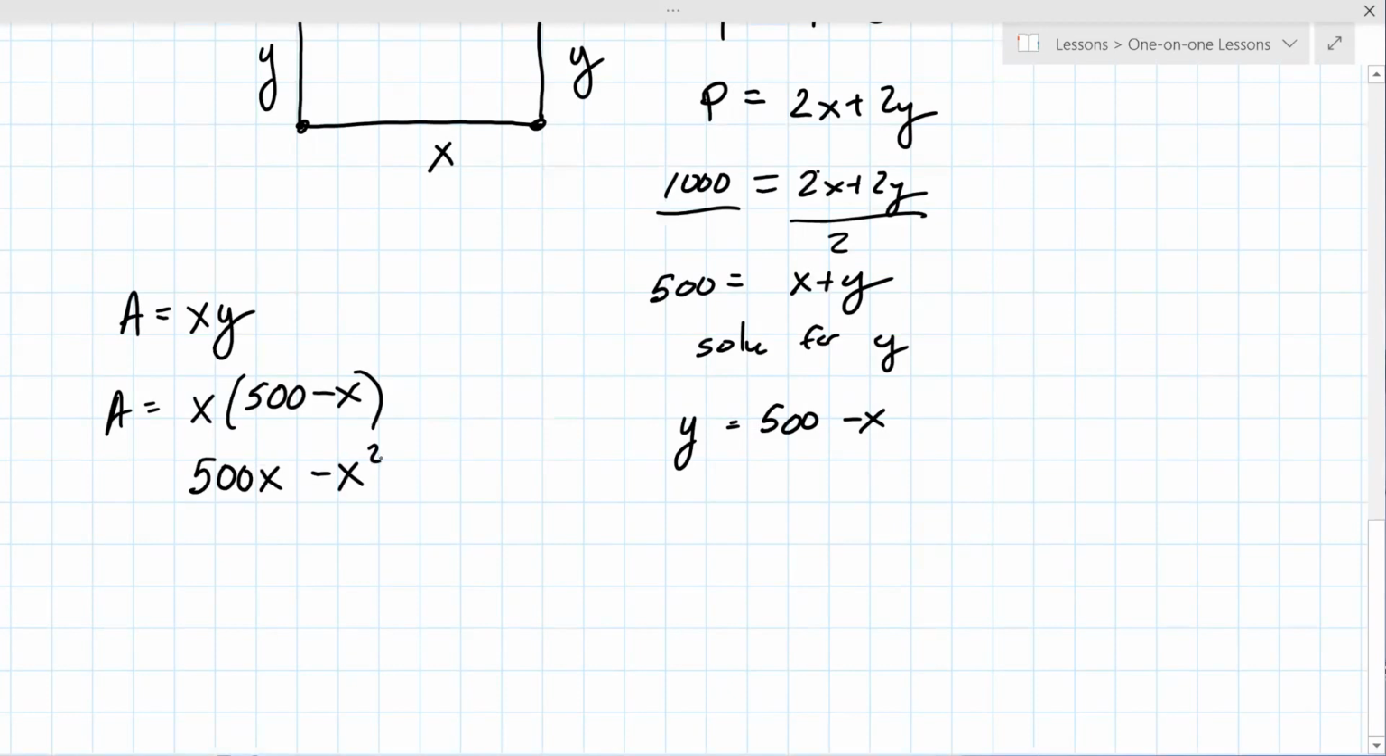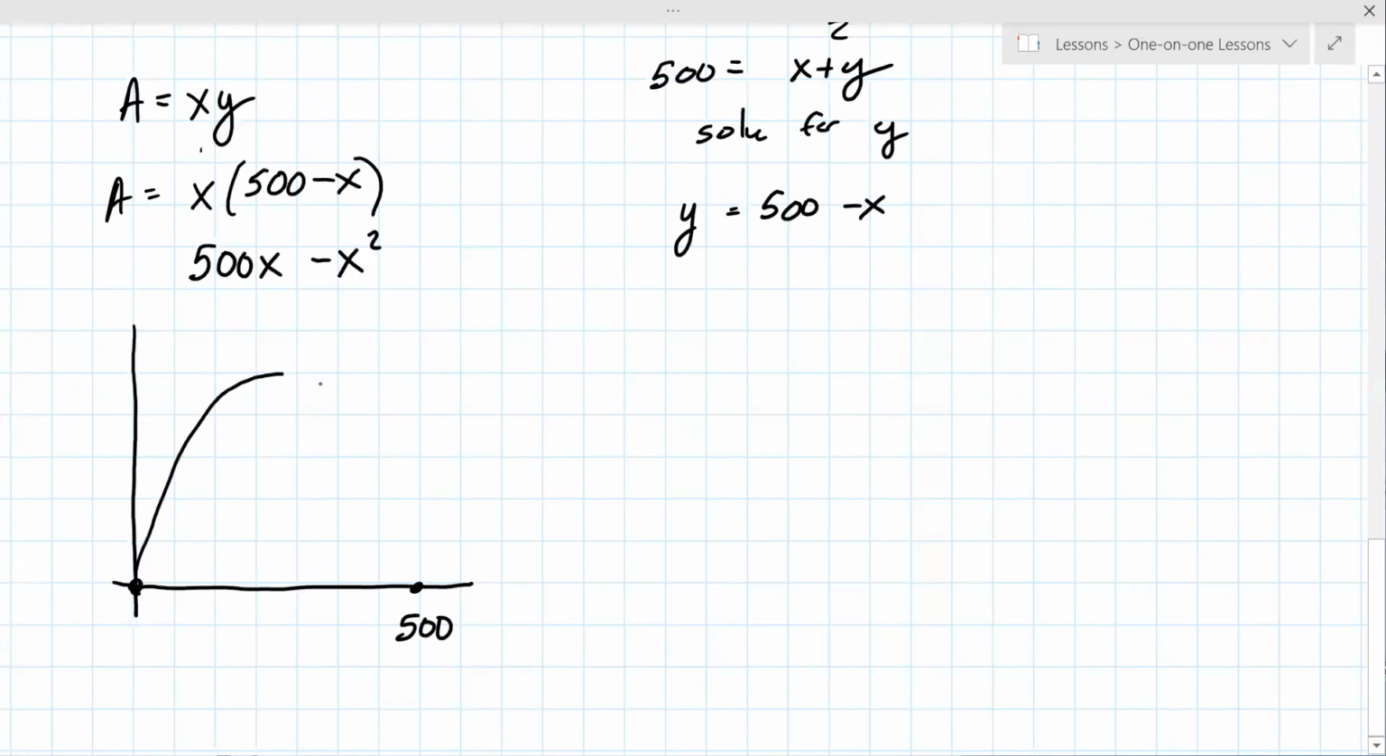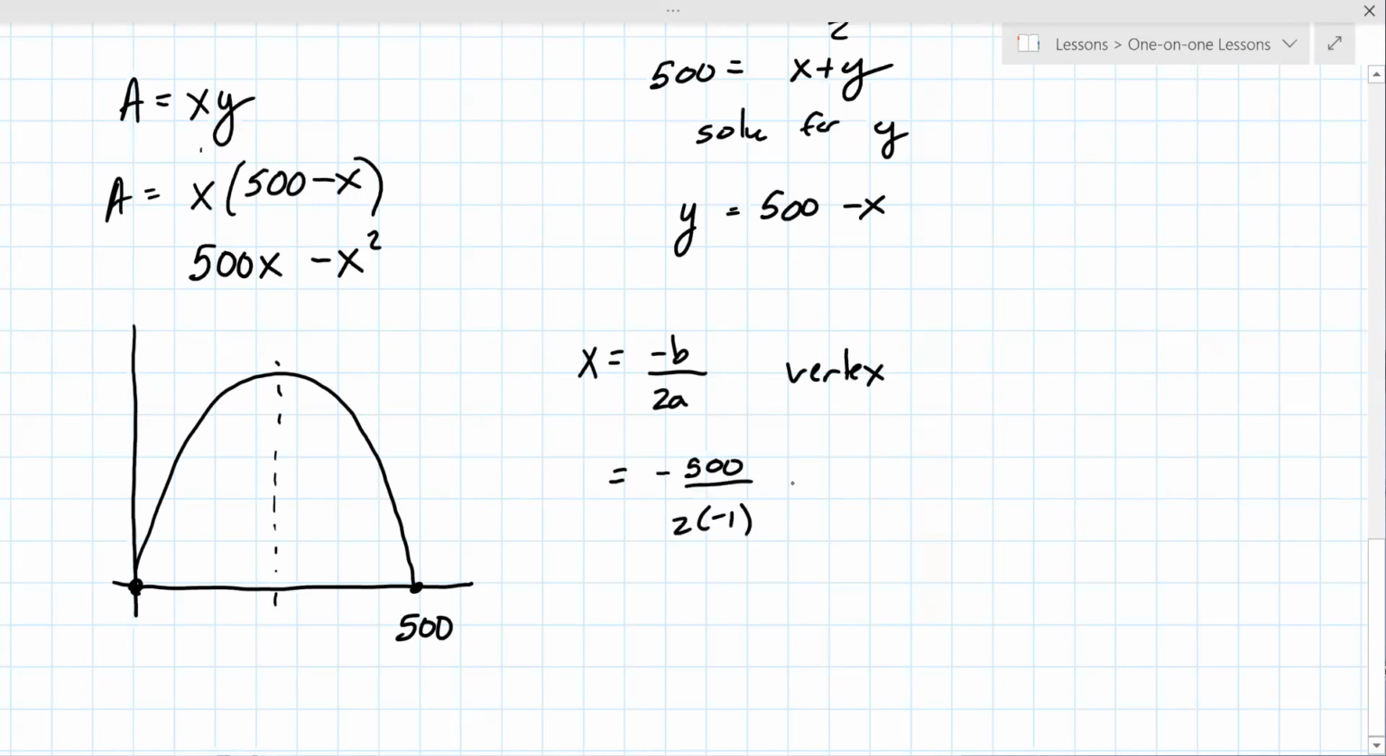Now, one of the things that I know is that your graph of this, and this is what you have to be able to realize, is that the graph has a zero at 0 and then at 500. Yeah. And a parabola always has a maximum or a minimum halfway between those two points. Now, you could also use the formula minus b over 2a for the vertex. Yeah. But it's always halfway between. So if we do that here, it's minus 500 over 2 times minus 1, which is 250, which is what I just said. It's halfway between.